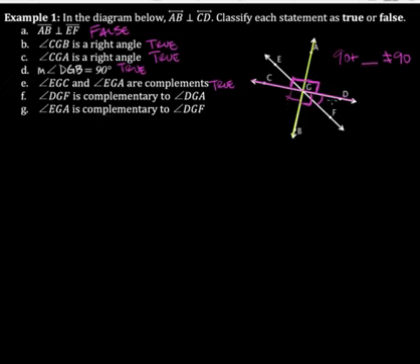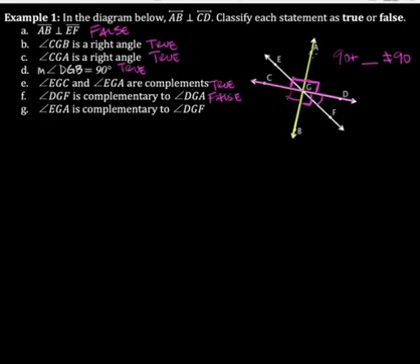Do I know that angle DGF is complementary to angle DGA? Will they add up to 90? I know that that's definitely false. I've kind of already talked about this, right? DGA by itself is 90, so I can't add anything to it and still have a 90-degree angle. If I'm trying to say that these are complementary, it means that they add up to 90, but this one's 90 by itself, so that's false.